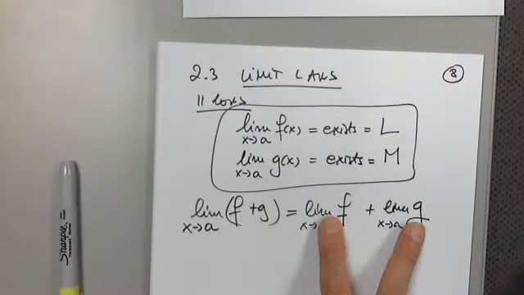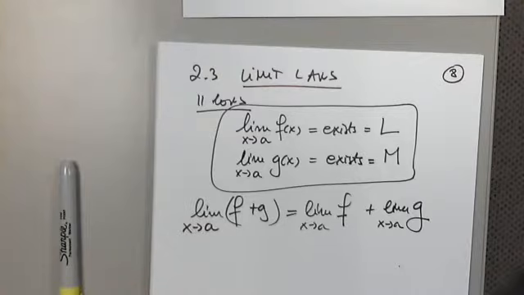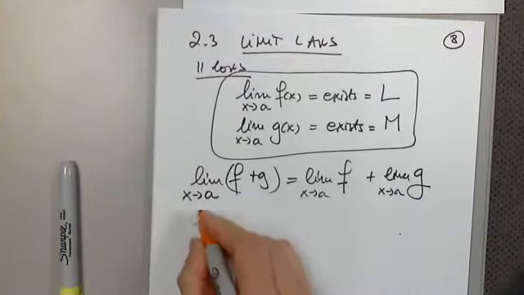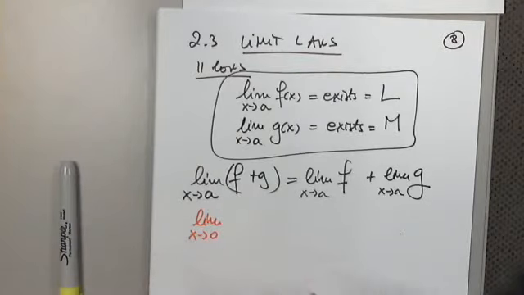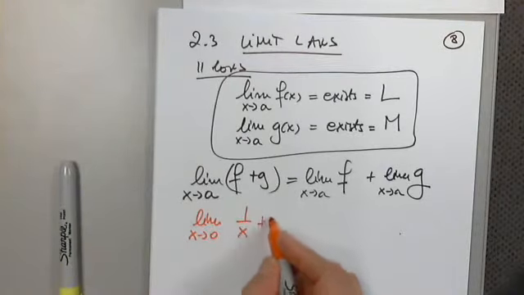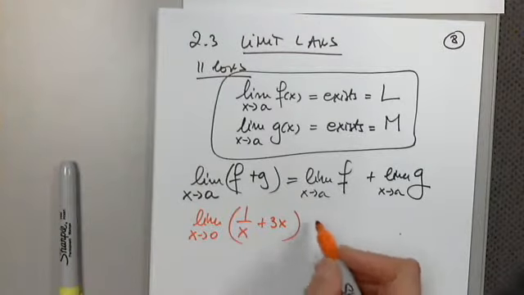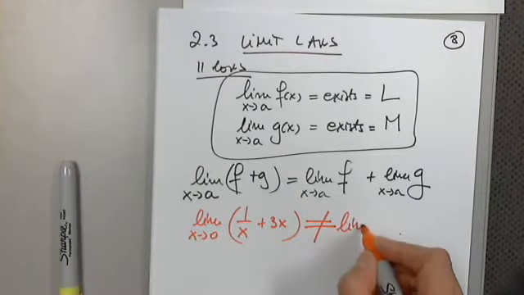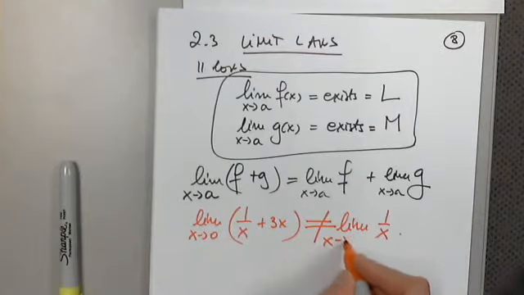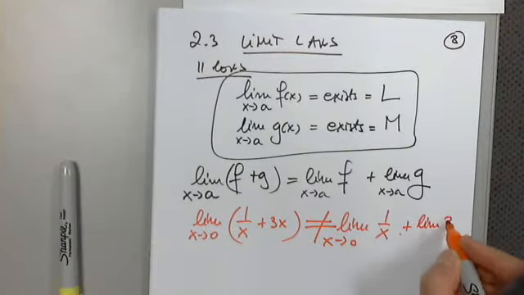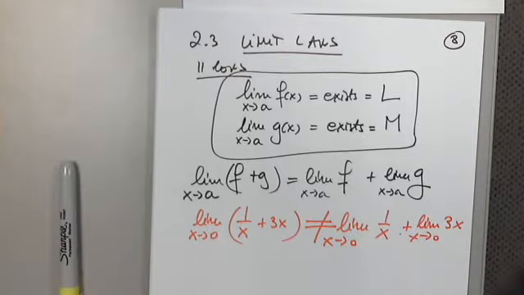Let me give you an example in which this does not make sense and it cannot be applied. So if we have limit as x approaches 0 from either side of 1 over x plus 3x, I am not allowed to write limit of 1 over x as x approaches 0 plus limit of 3x as x approaches 0. I am not allowed to apply the limit law of the sum. Can anyone say why? How come that I cannot apply it?